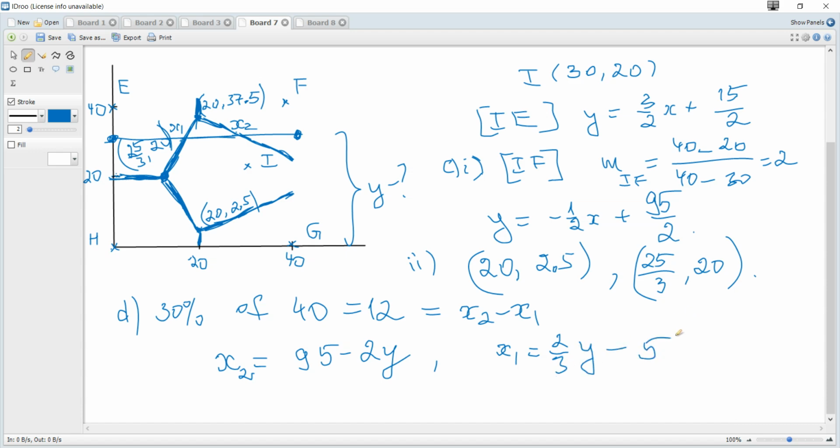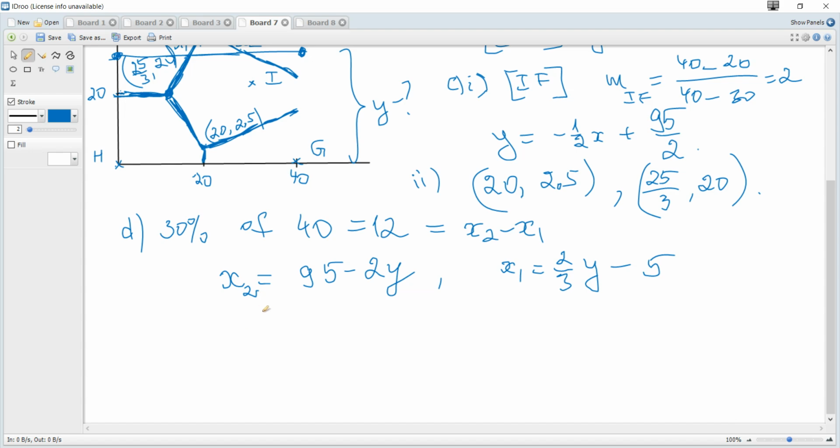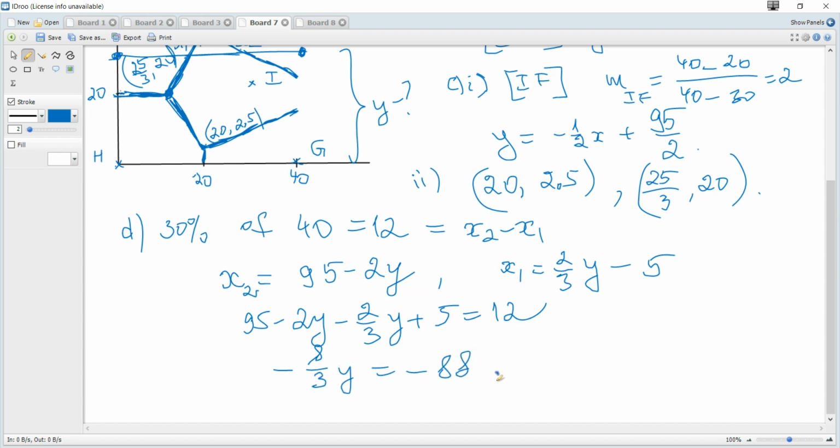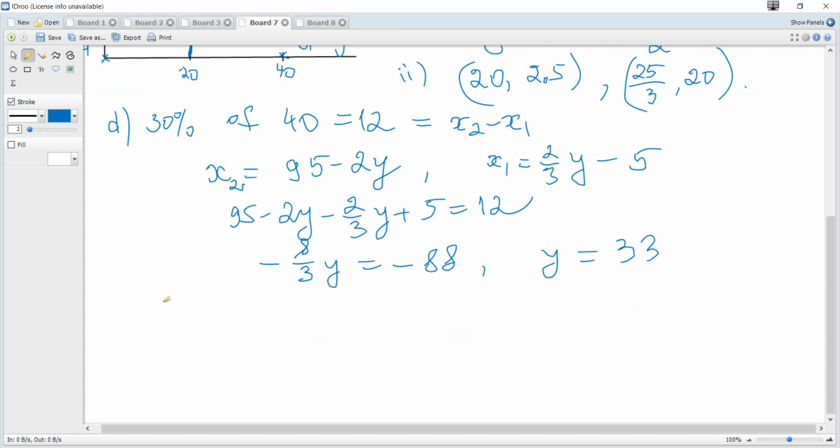minus 5, and hence x2 minus x1 becomes 95 minus 2y minus 2 over 3y plus 5 is 12, and it's negative 8 over 3y is negative 88, so y is 33, hence the required distance is 33 kilometers.